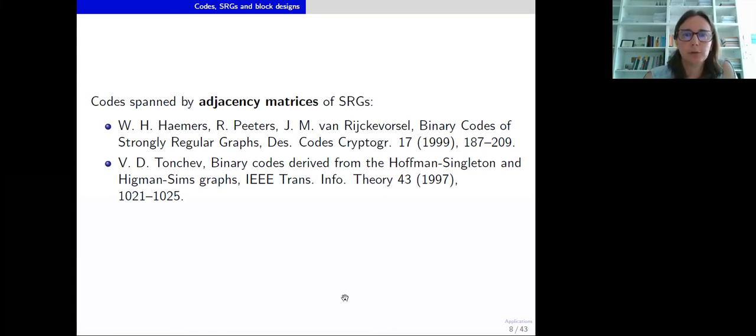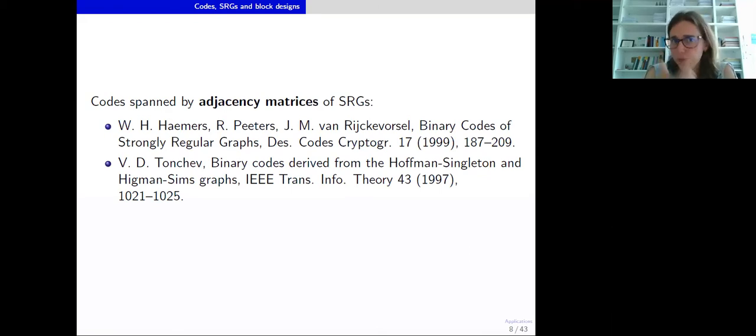So in the history of this study, I wrote here two papers that I pointed out as the papers that are dealing with construction of linear codes that are spanned by adjacency matrices of strongly regular graphs. Nowadays, you can find many other papers, but I think that in these two, the construction of codes that are spanned by adjacency matrices of strongly regular graphs can find its beginning.